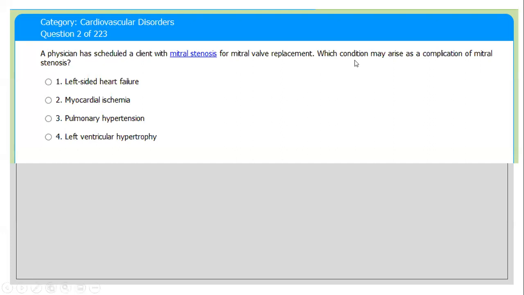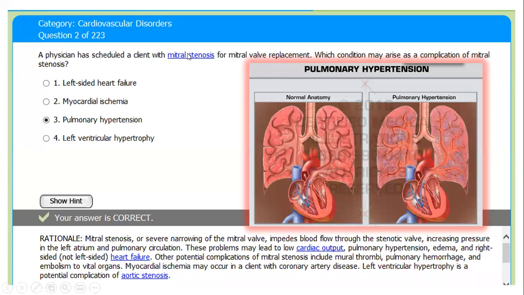So which condition may arise as a complication of mitral stenosis: left-sided heart failure, myocardial ischemia, pulmonary hypertension, or left ventricular hypertrophy? The correct answer is that mitral stenosis leads to pulmonary hypertension.